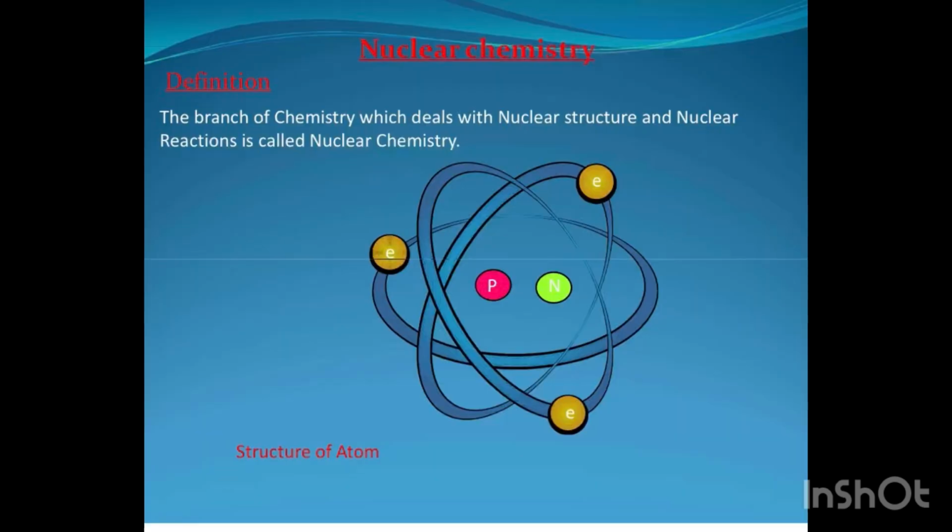Nuclear chemistry. Definition of nuclear chemistry: the branch of chemistry which deals with nuclear structure and nuclear reactions is called nuclear chemistry.